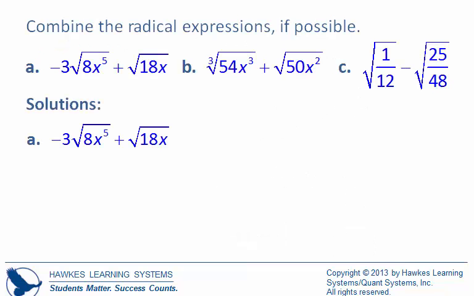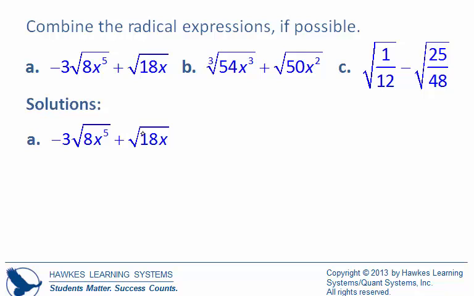Okay, moving on. Our next topic involves combining radical expressions and trying to simplify those. So let's look at a few examples of this. You are able to combine radical expressions if you have the same exact term underneath the square root. So as it stands right now, these two are not like terms because one of them has a square root of 8x to the 5th, and one of them has a square root of 18x. And so they are not going to be considered like terms.